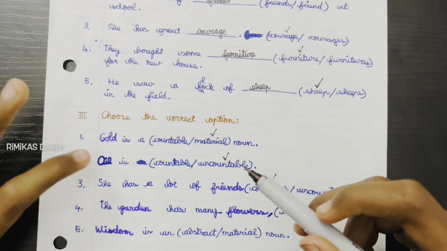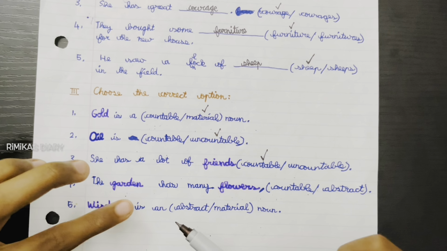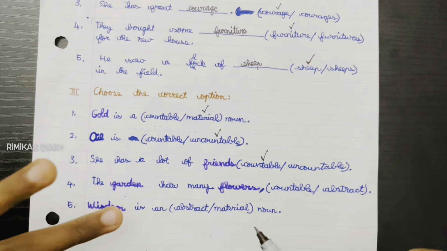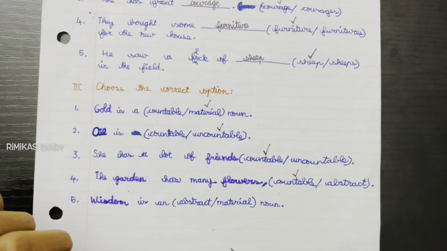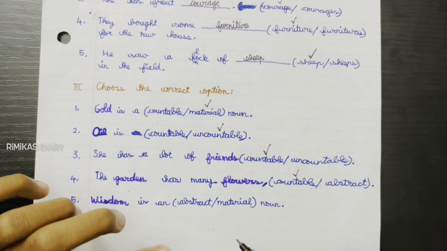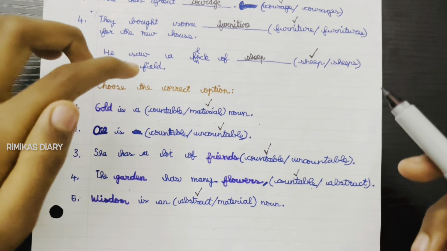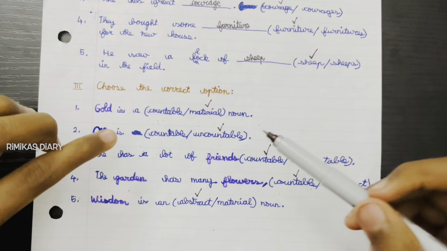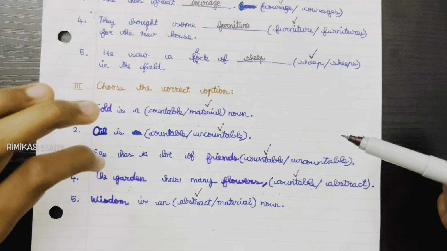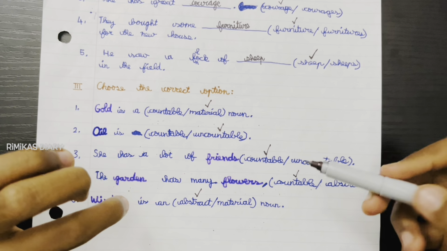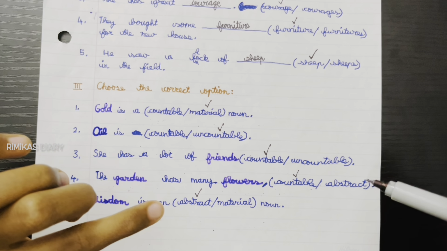So the words that are in purple are the nouns in the sentence. The garden has many flowers. Garden and flowers are countable. They're not abstract. Fifth question. Wisdom is an abstract or material noun. It's an abstract noun. So gold is a material noun. Oil is uncountable. She has a lot of friends. That's countable. The garden has many flowers. That's countable. And at last, wisdom is an abstract noun.